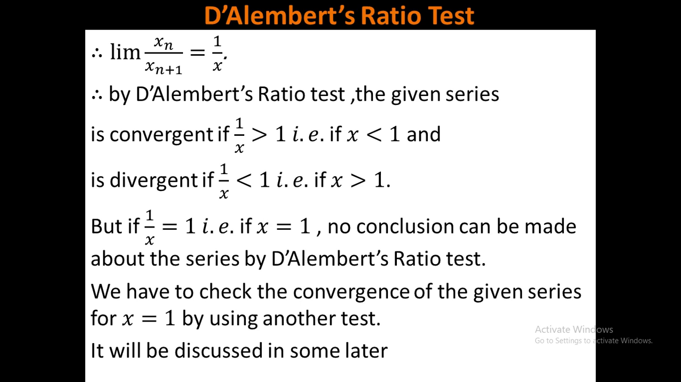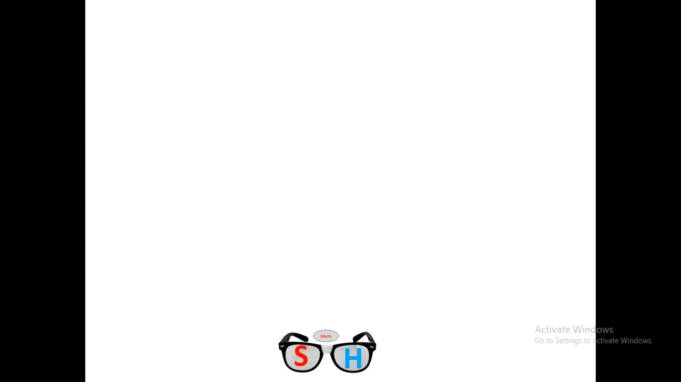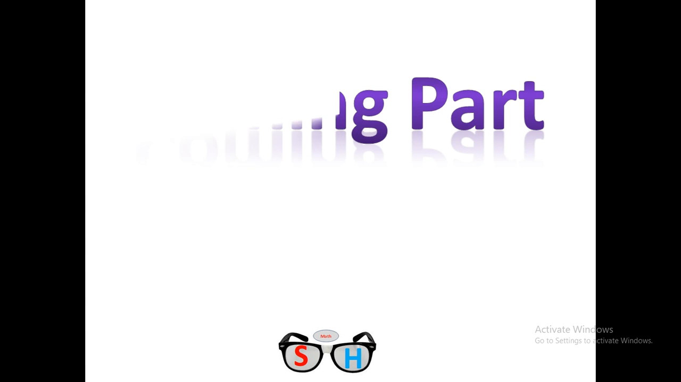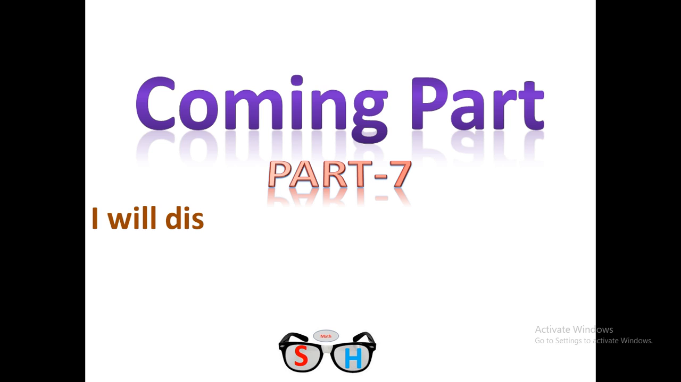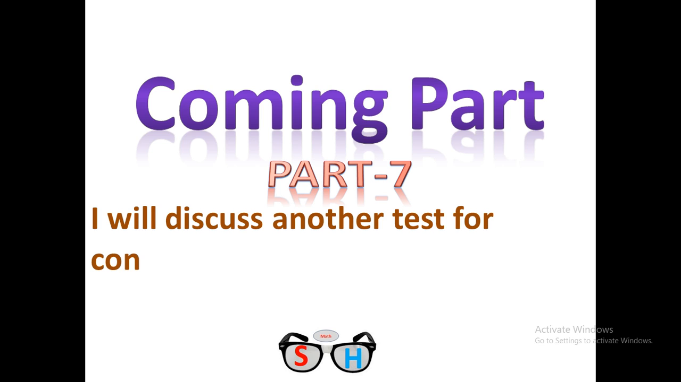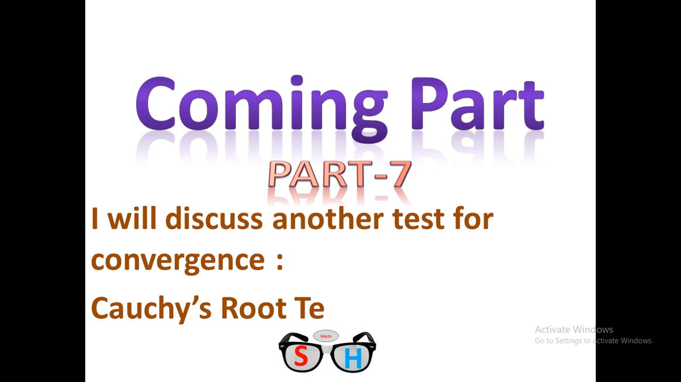When D'Alembert's ratio test fails, that is when the limit is equal to 1, you have to test convergence by the logarithmic test, Raabe's test, etc. There are many tests which will be discussed in the next few videos. However, in the coming part, that is in part 7, I will discuss another important test for convergence of series of positive terms, which is Cauchy's root test.